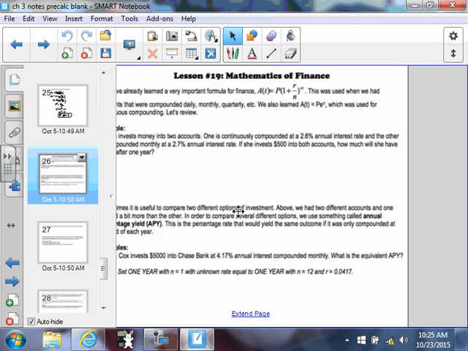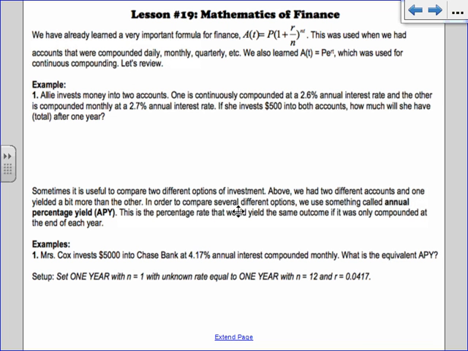All right, lesson 19 is on the mathematics of finance. So we have done some basic problems with finance before. Okay, so we're going to start out with a quick review of the basic functions.